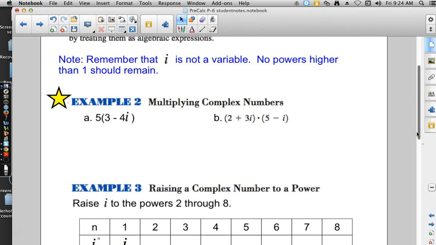So this says multiplying complex numbers, and we have 5 times the quantity, 3 minus 4i. Go ahead and do that one, and I'll call on somebody to tell me what they get.